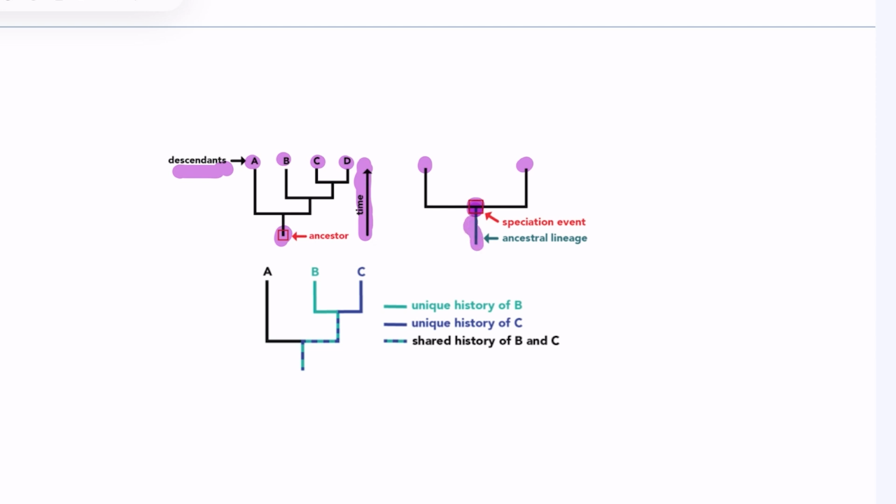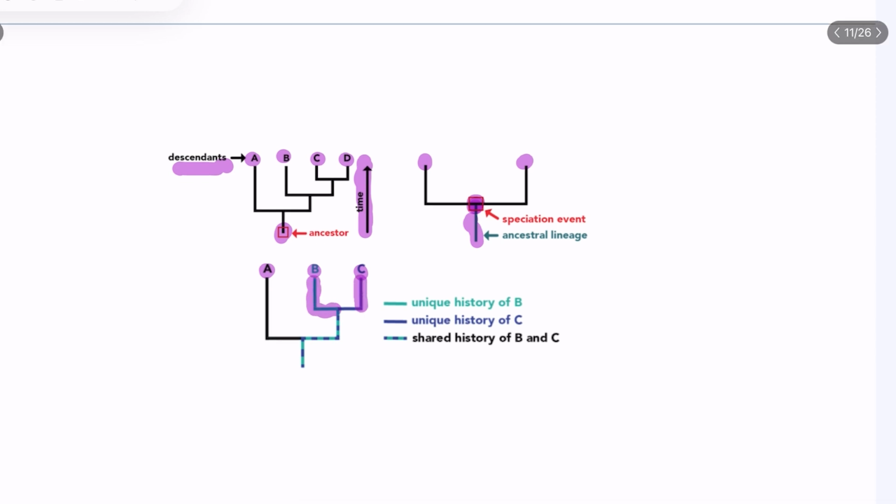If we come here, the A, B, and C, this green color shows B is unique, this blue color shows C is unique. But if you come here, this line shares both B and C. So both B and C share some character here. Okay, we will explain in detail.